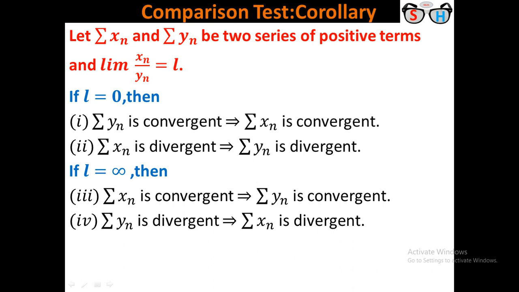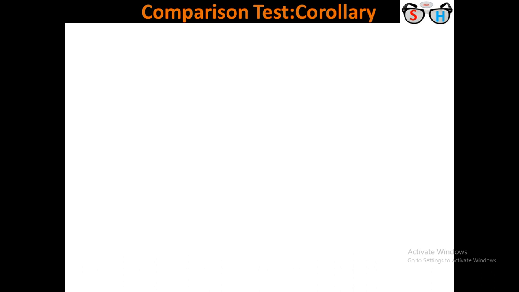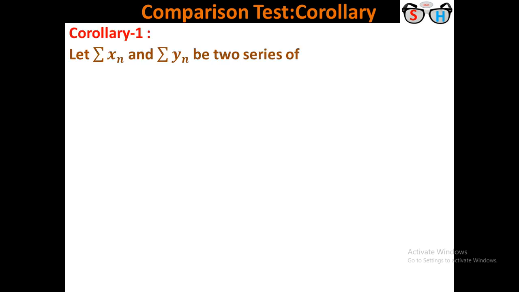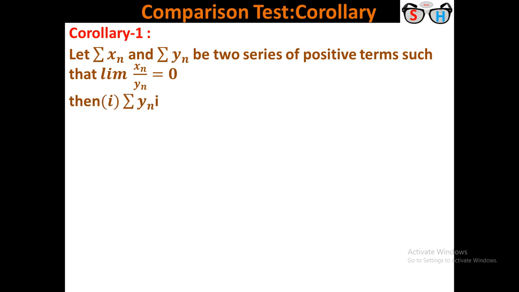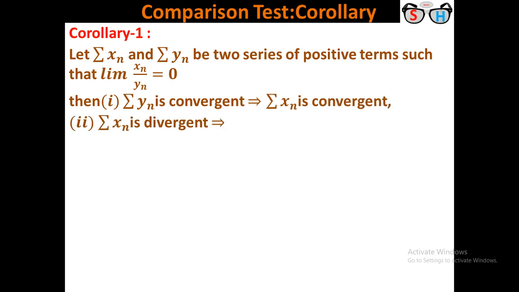Now I will prove it in general form by using the comparison test. Okay. Corollary 1: let xn and yn be two series of positive terms such that limit of xn by yn equal to 0. Then summation yn convergent implies that summation xn is convergent, and summation xn divergent implies that summation yn is divergent. Okay, I gave the concept of the theorem, but now I will prove it.